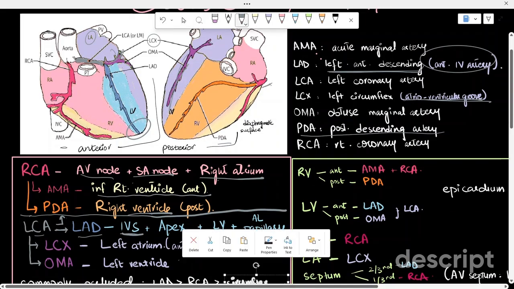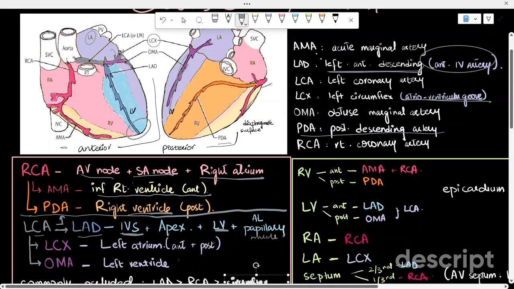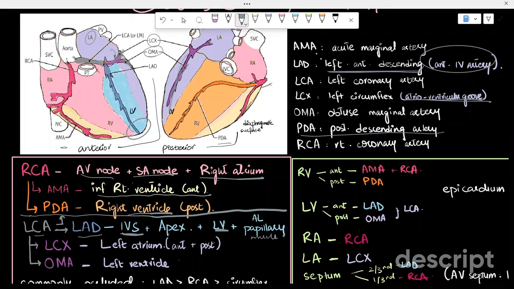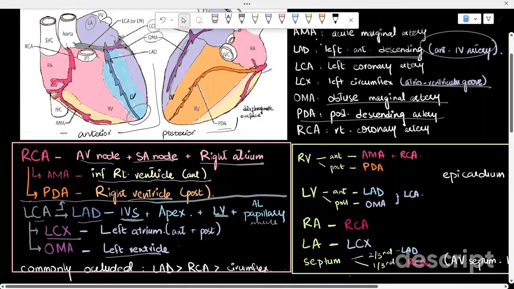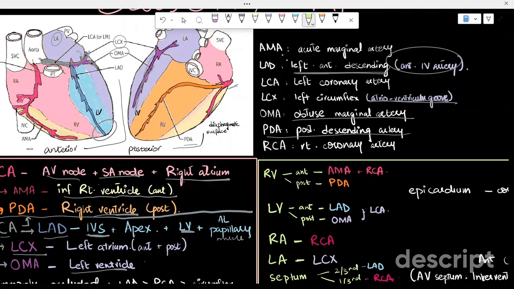The left coronary artery also gives off another branch known as OMA, which is obtuse marginal artery. It supplies the left ventricle. So the left circumflex artery mainly supplies the left atrium, and the obtuse marginal artery mainly supplies the left ventricle. So this was the blood supply of heart. Now we will go through each part and its blood supply.